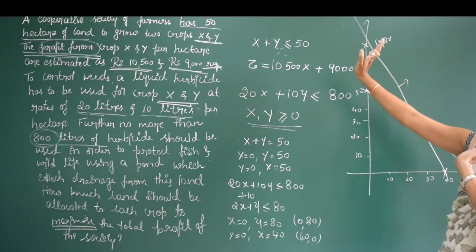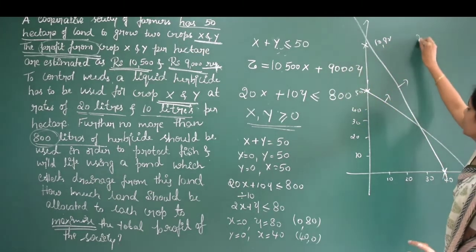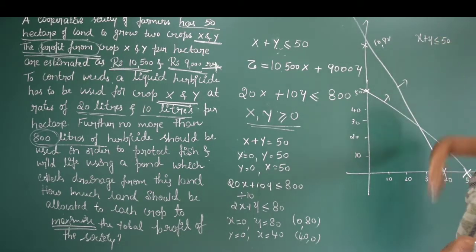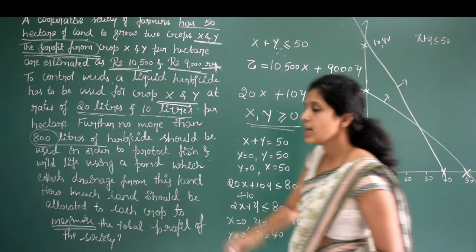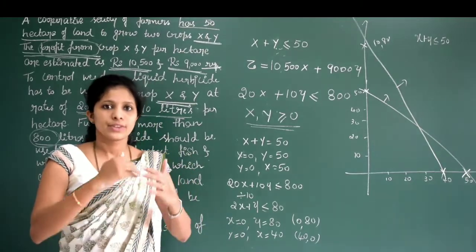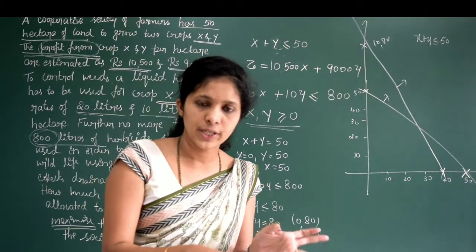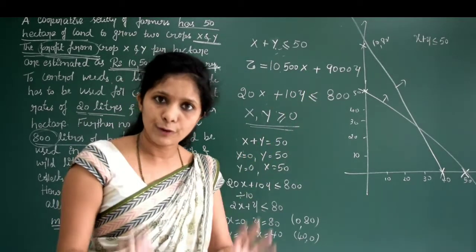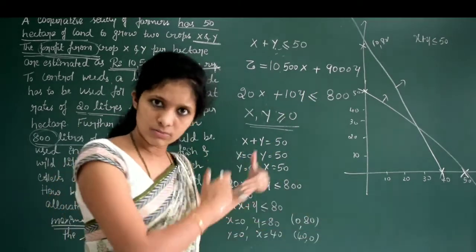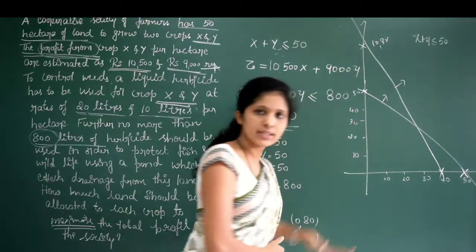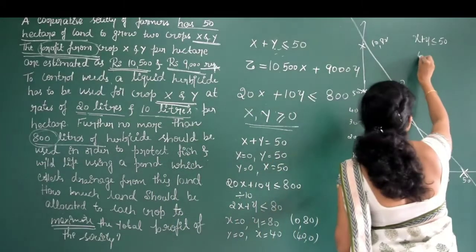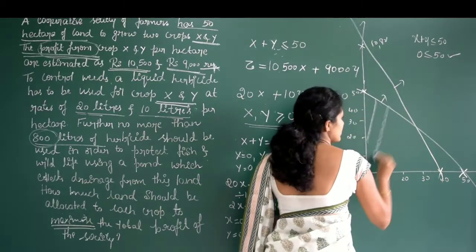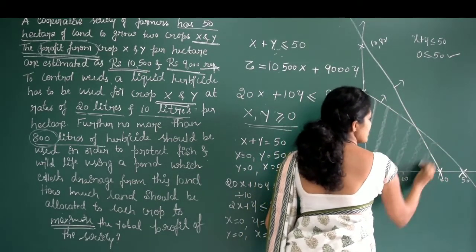Now we need to find the solution region. First one, X plus Y less than or equal to 50. You have to write step by step. Write X plus Y less than or equal to 50. Then substitute 0, 0. That will be 0 less than or equal to 50. It is true. Then you shade the region. So true. Solution region for this one will be downwards.